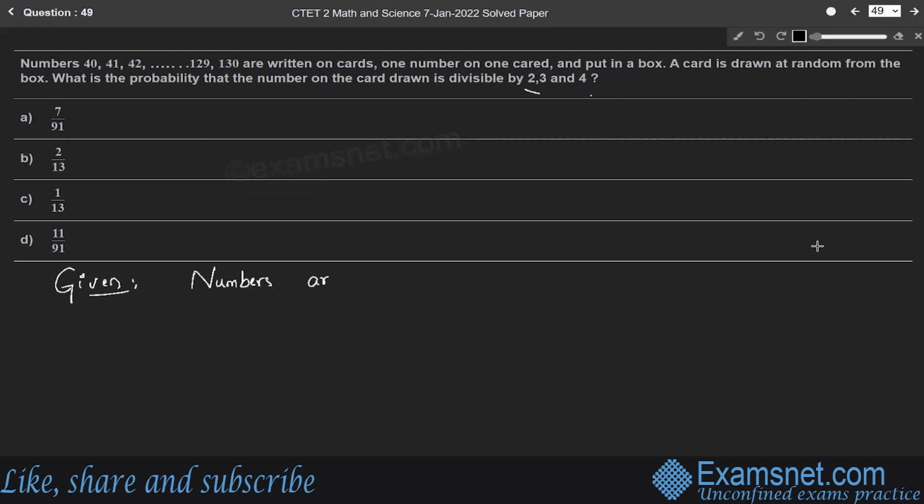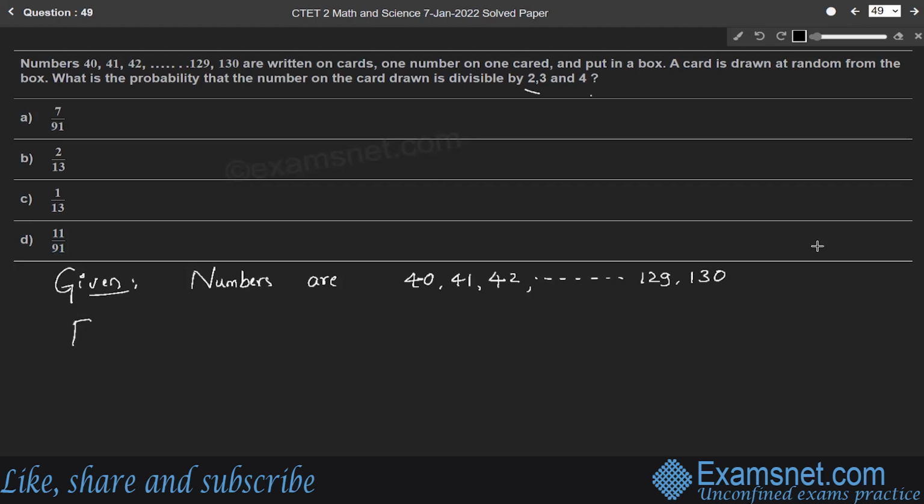Numbers are from 40, 41, 42, so on up to 129 and 130. So we know the last term, that is 130, the first term 40, and we don't know the number of terms in the series.